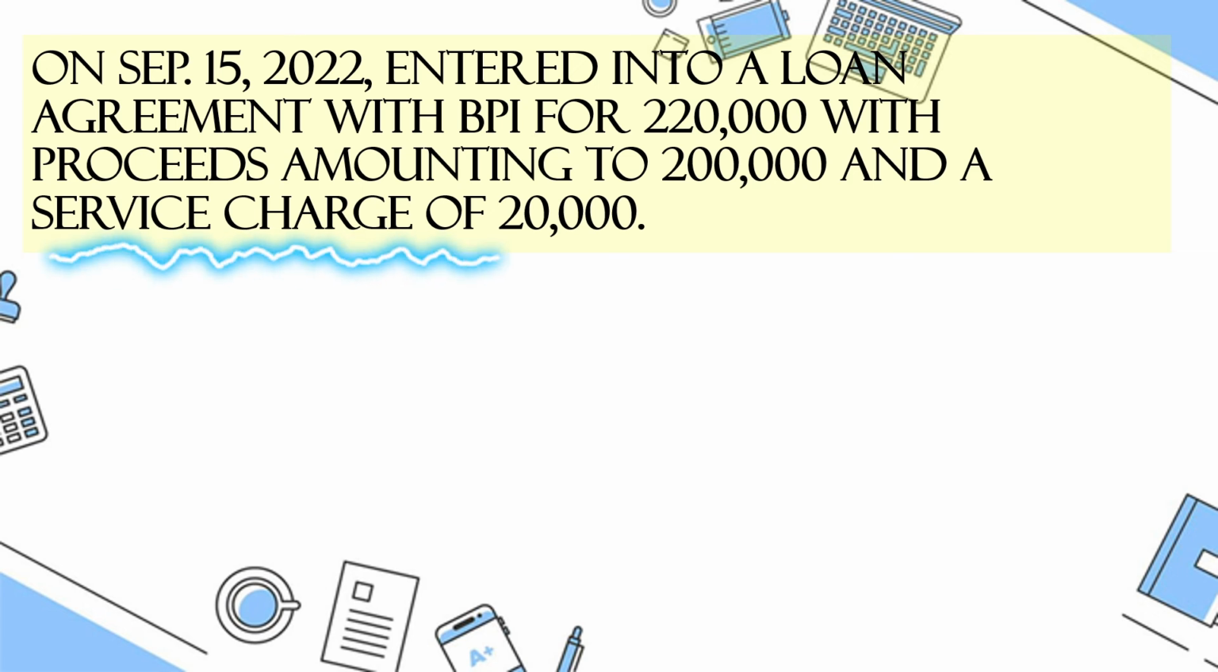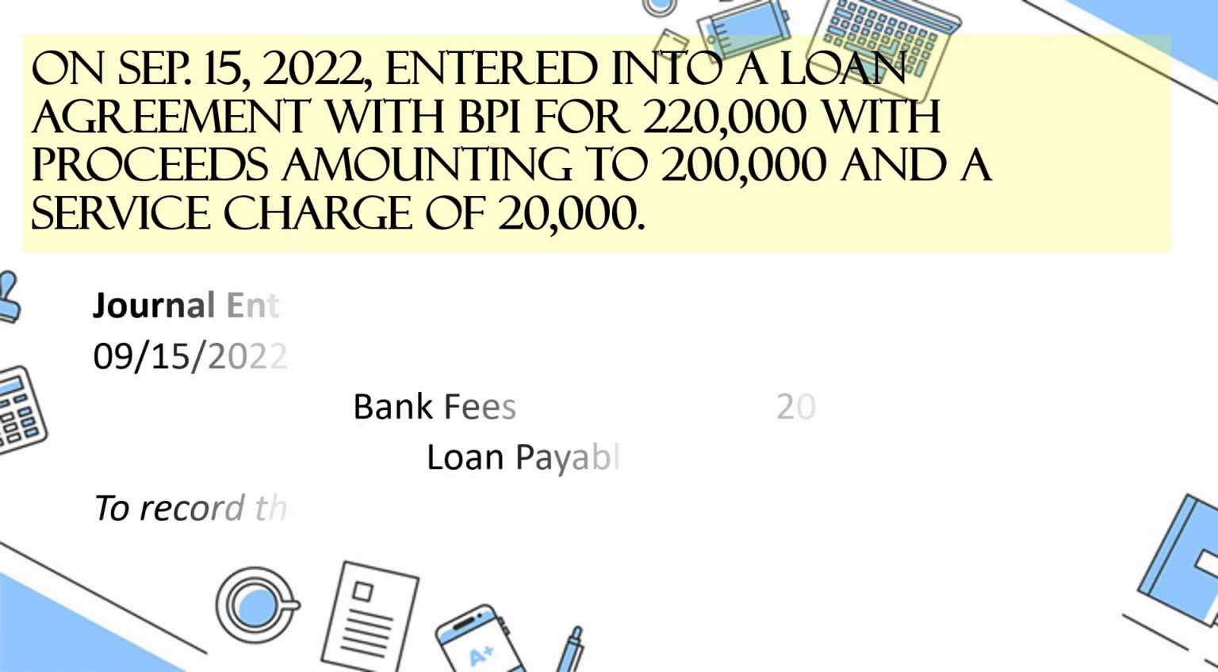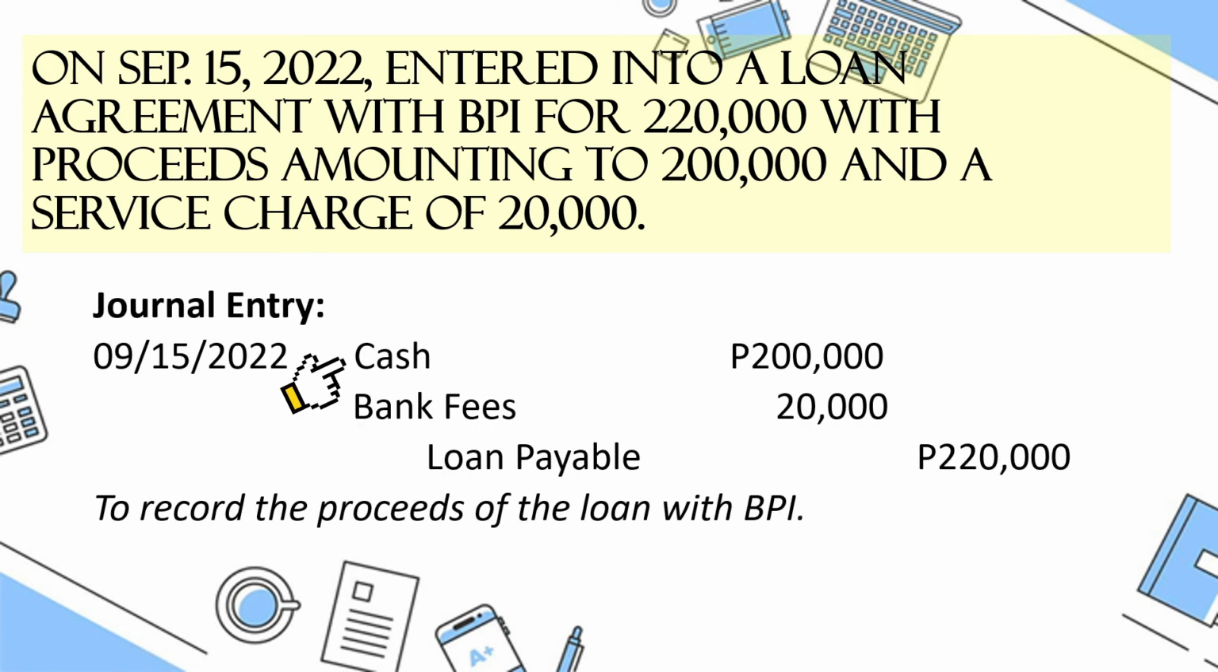Kay there was a service charge amounting to 20,000. So the journal entry for this one is a debit to cash for 200,000, debit bank fees, which is an expense and has a normal debit balance for 20,000. And a credit sa imong loan payable. So meaning na kay obligation in the future to pay a loan amounting to 220,000.